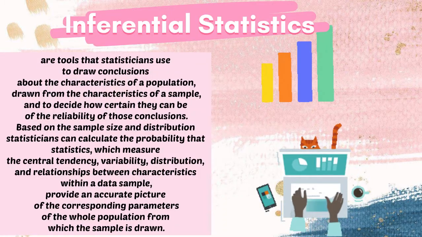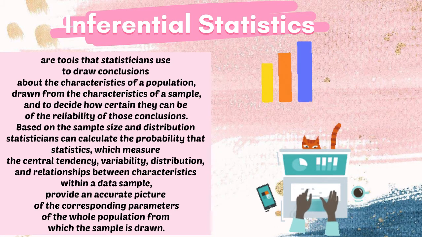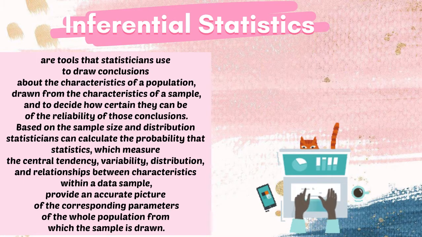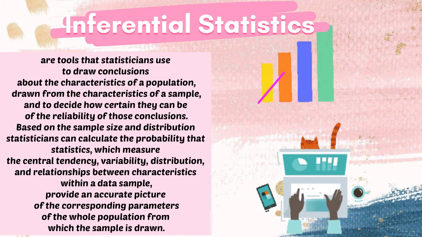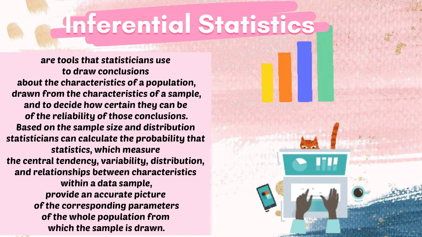Inferential statistics are tools that statisticians use to draw conclusions about the characteristics of a population, drawn from the characteristics of a sample and to decide how certain they can be of the reliability of those conclusions. Based on the sample size and distribution, statisticians can calculate the probability that statistics, which measure the central tendency, variability, distributions, and relationship between characteristics within a sample data, provide an accurate picture of the corresponding parameters of the whole population from which the sample is drawn.